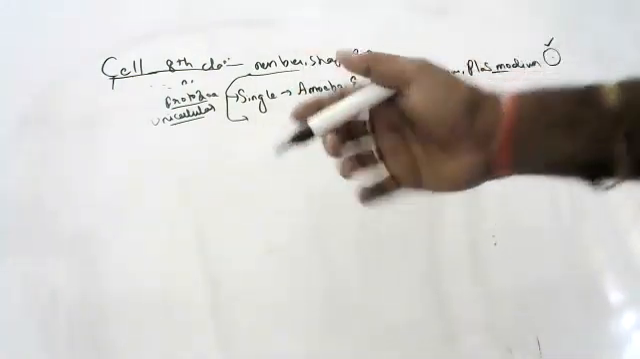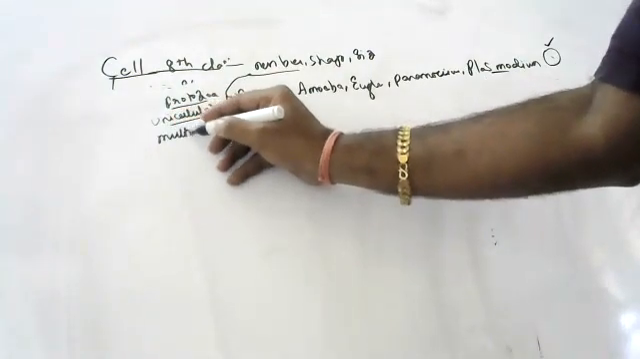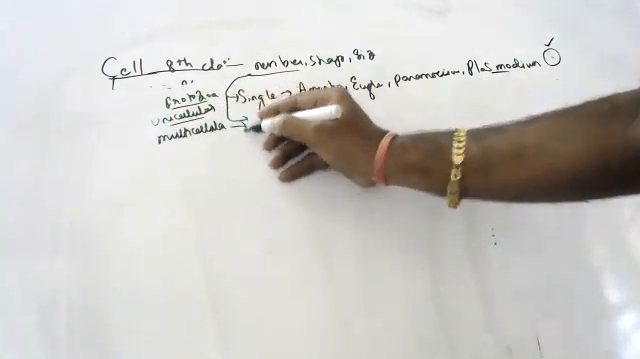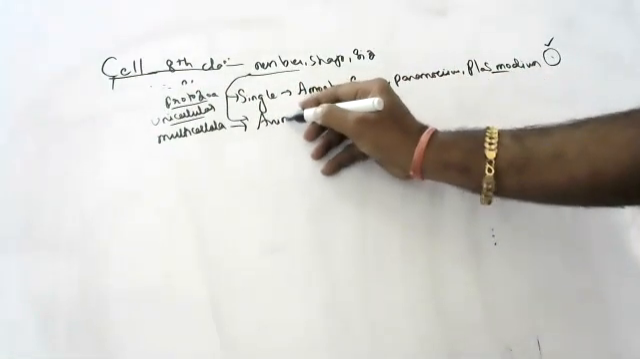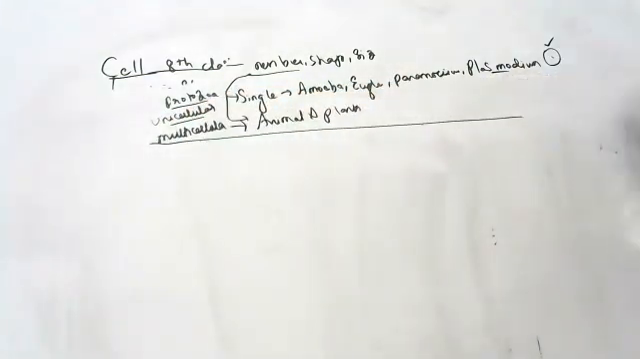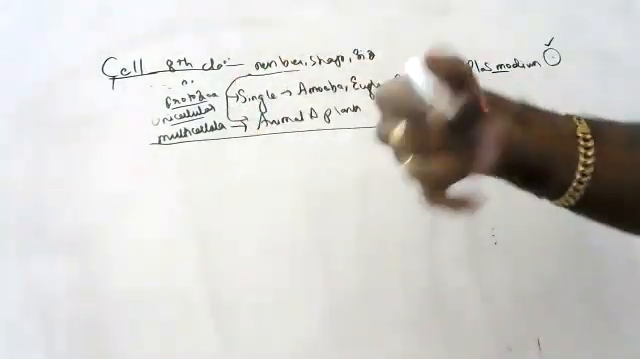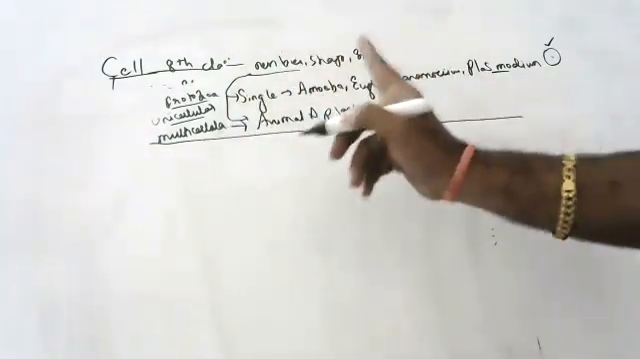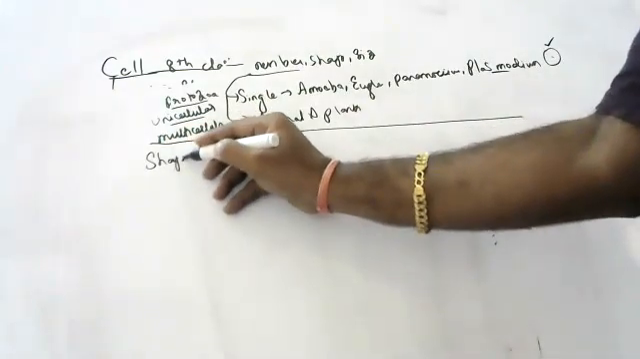Organisms that are made up of a larger number of cells are called multicellular. Single cell means unicellular. More cells are multicellular. All animals and plants, everything we are seeing, are multicellular. Hope you understood. Unicellular means single cell. Multicellular means many cells are there.